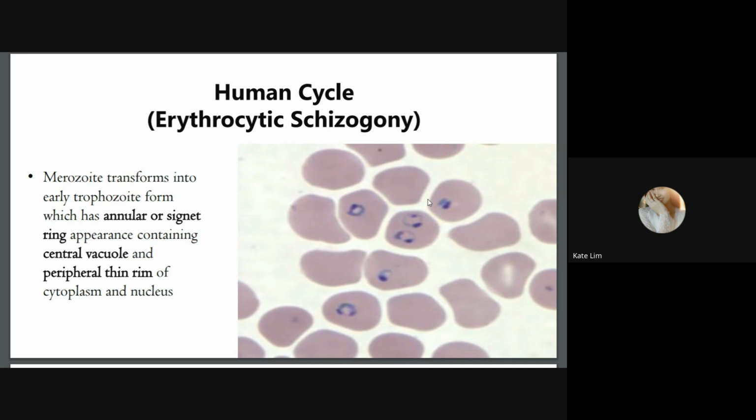In front of you on your screen is an example of a ring stage. Can you tell me what plasmodium this is? Identify the plasmodium species. Your clue is multiple infection. This would be Plasmodium falciparum. Hope you got it right.